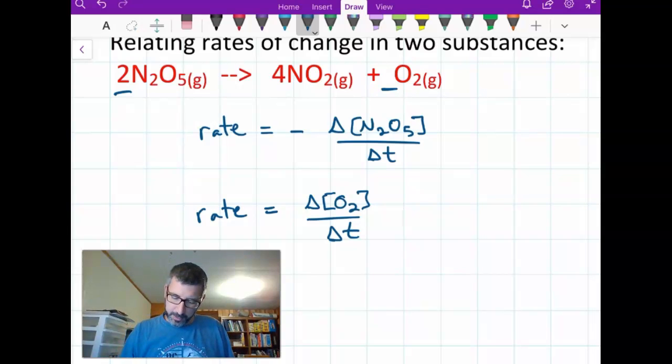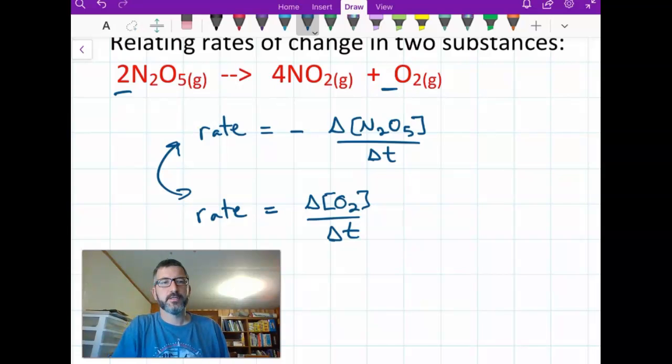But these two rates would not be equal to each other, and that is because of the coefficient in front of the N2O5. The coefficient in front of the N2O5 means that it's going to get used up twice as fast as the O2 is produced. In other words, its change in concentration will be twice as dramatic because it takes 2 molecules of N2O5 to produce 1 molecule of O2. So hopefully that makes sense.